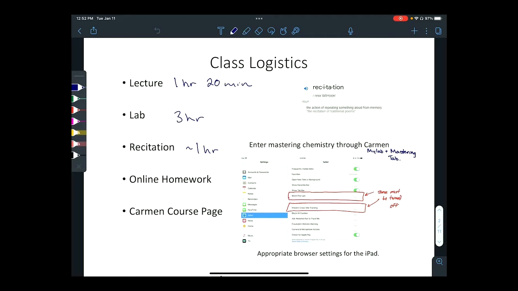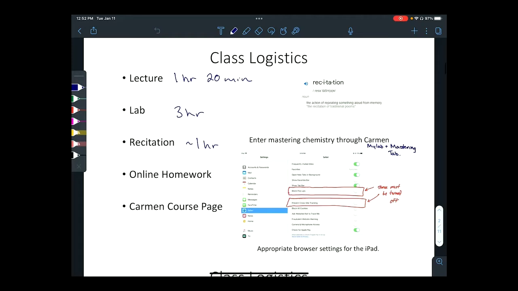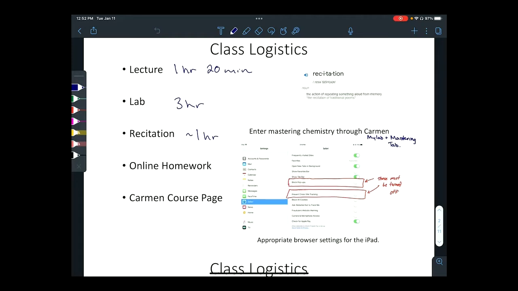So all of those things have in-person components: lecture, lab, and recitation. I'll talk about the point breakdown in a little bit, and then we also have online homework through Mastering Chemistry, and a lot of that information that we talk about is on our Carmen page, right? Okay. So let's just keep going.